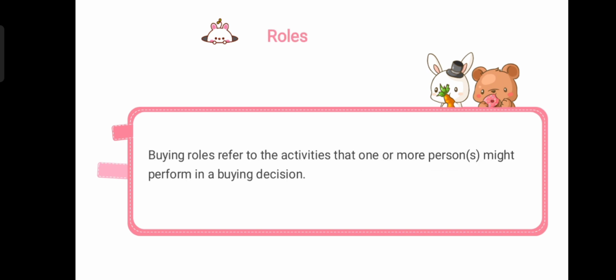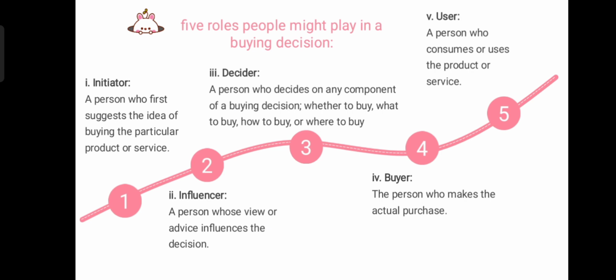So next, roles. Buying roles refer to the activities that one or more persons might perform in a buying decision. Roles are like those of actors, right? Each one has a role. As consumers, we also have roles in life, in buying a product or service, which I will discuss one by one. So next, five roles people might play in a buying decision. There are five: the initiator, influencer, decider, buyer, and user.